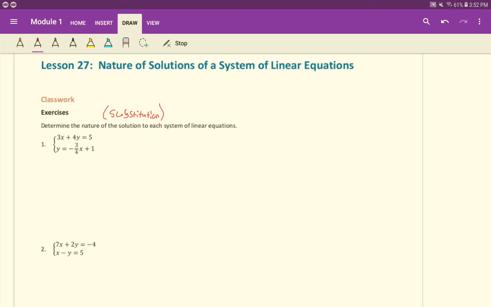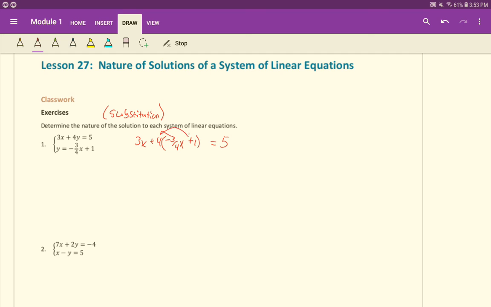With substitution, we can already see here that y is the same as negative 3/4 x plus 1. That means this y I can replace with negative 3/4 x plus 1. So let's go ahead and do that. I'll have 3x plus 4, parentheses, negative 3/4 x plus 1, equals, plus 1 goes in the parentheses there because it's part of the y. So there's my substitution. Again, this is replacing the y. And that's equal to 5, just coming from that little 5 right there.